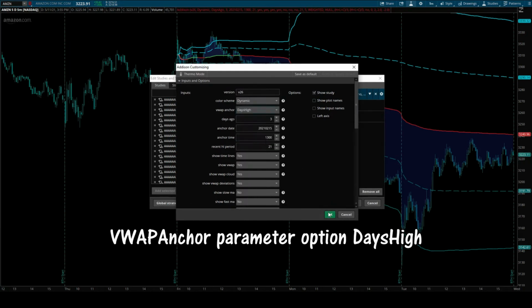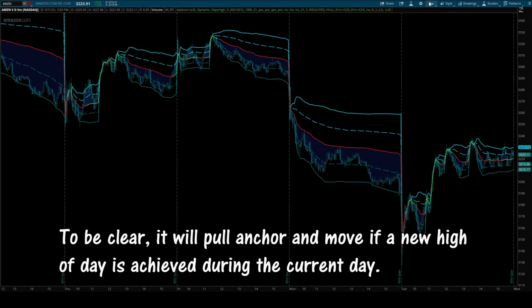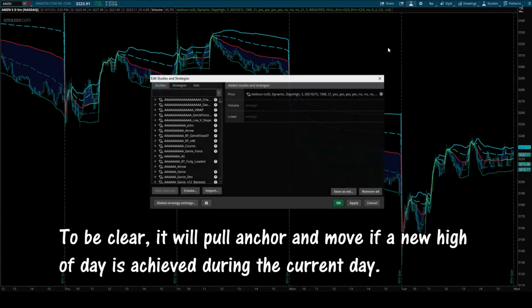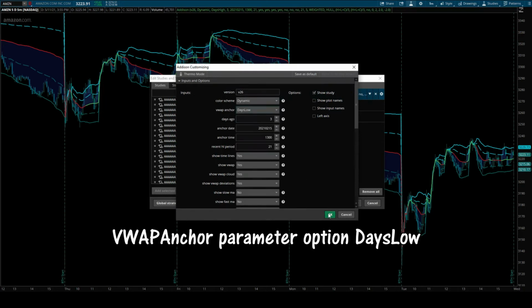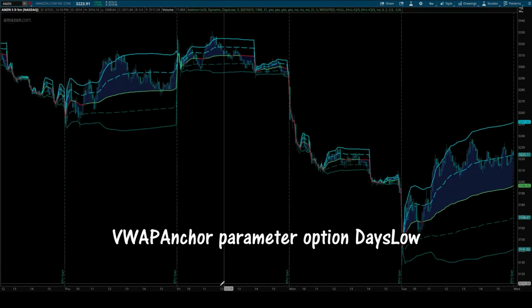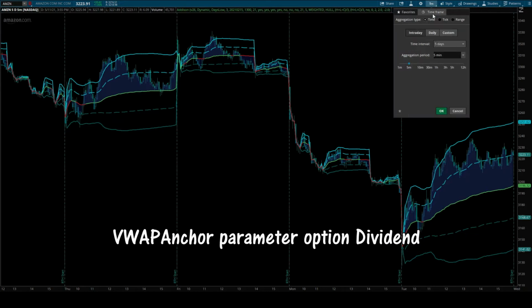VWAP anchor parameter option days high. Selecting this option anchors the VWAP to the highest of each day. To be clear, it will pull anchor and move if a new high of day is achieved during the current day. VWAP anchor parameter option days low. Selecting this option starts the VWAP at the lowest low of each day.